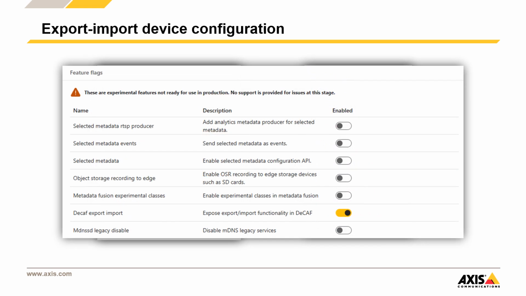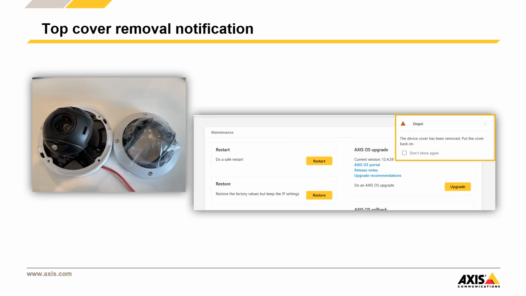Please note that this new feature is still in beta and not turned on by default. To use it, you have to toggle it on first. As demonstrated here, I have a camera on my desk with its cover removed. On the right-hand side of the screen, the web interface displays a notification reminding me that the device cover has been taken off.